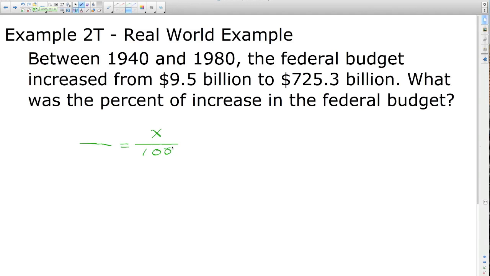On the left-hand side, we have to decide which of these numbers is the starting value. Now it says between 1940 and 1980. Well, we're going to eliminate these numbers because they're years. They're important, but not for our calculations. The federal budget increased from 9.5 billion to 725.3 billion. So the way this is ordered, this would be 1940 and this would be 1980. So the starting value for the federal budget is 9.5 billion.